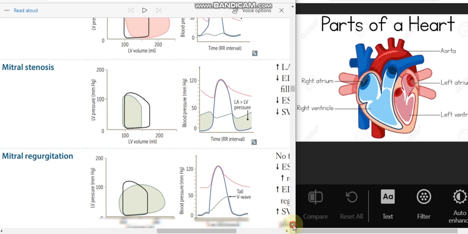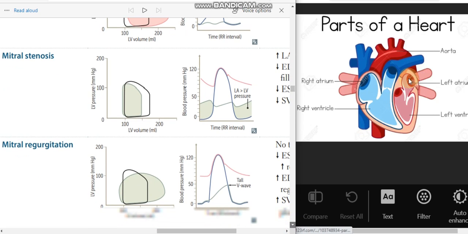And then we have mitral regurgitation. Mitral regurgitation means that when the ventricle contracts, the blood goes back to the atria. But when the next filling of the ventricle occurs, there will be double blood coming into the ventricle, so it will lead to volume overload. So the graph will show something like this: the volume is increasing.